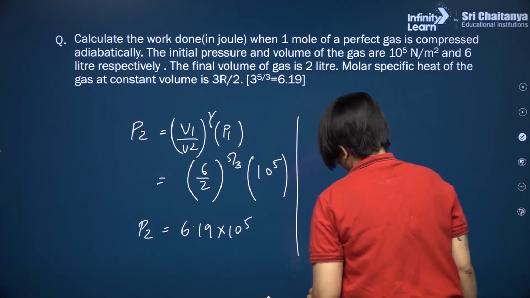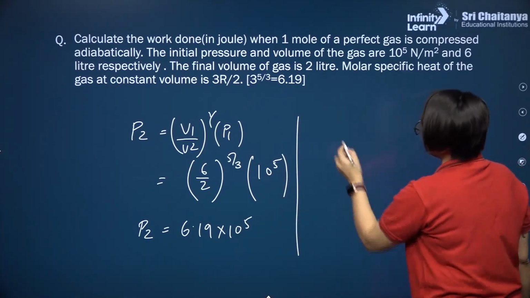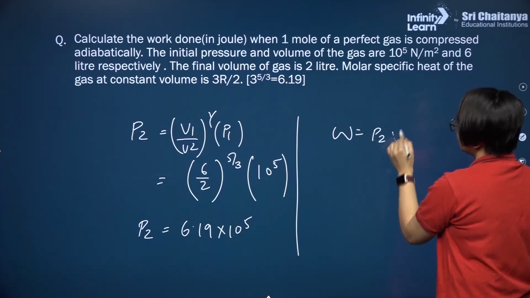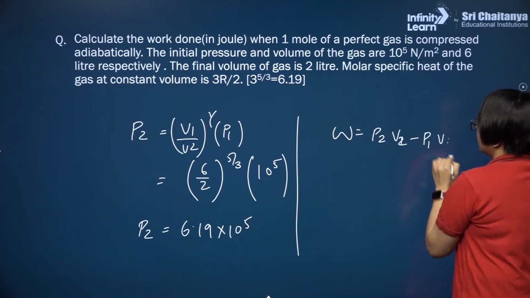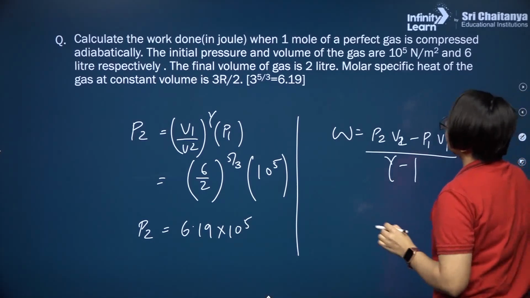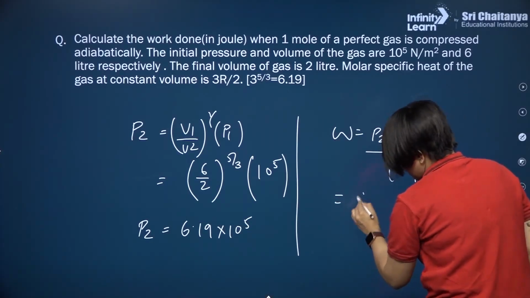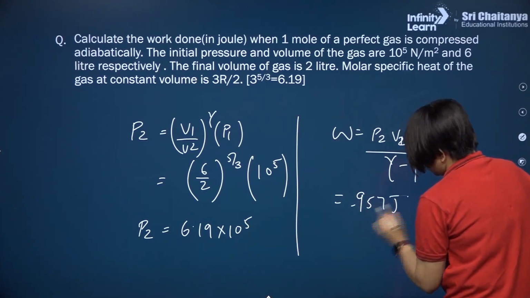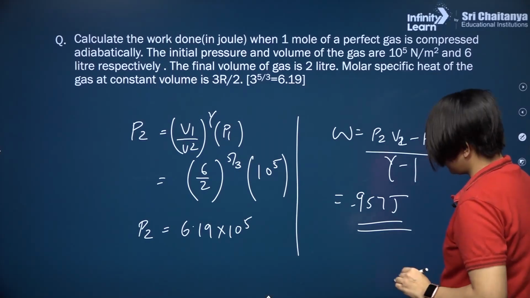Now, work done in an adiabatic process is what? Work done in an adiabatic process is (P2 V2 minus P1 V1) divided by (gamma minus 1). We have everything here. So the work done will be minus 957 joules. Okay, that will be the work done.